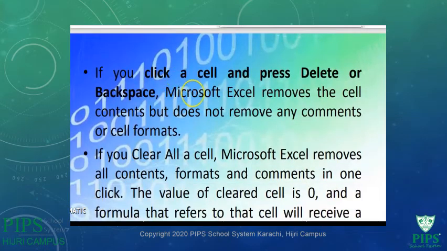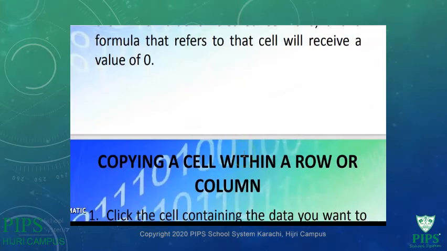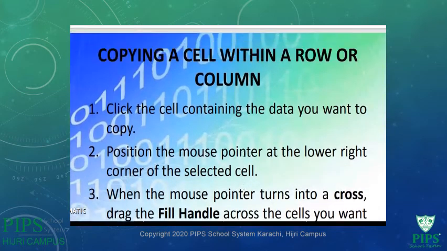Okay, if you click a cell and press delete or backspace, Microsoft Excel removes the cell content. This is another way you can clear, delete, or you can press the backspace. Right? If you clear all of a cell, Microsoft Excel removes all content, formats, and comments in one click. The value of a cleared cell is 0, and the formula that refers to the cell will receive a value of 0. Right?